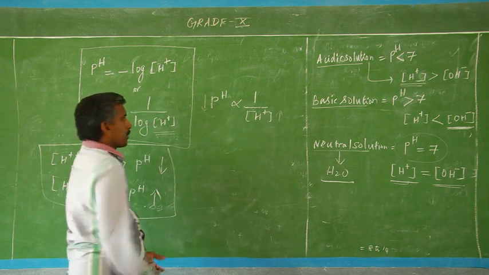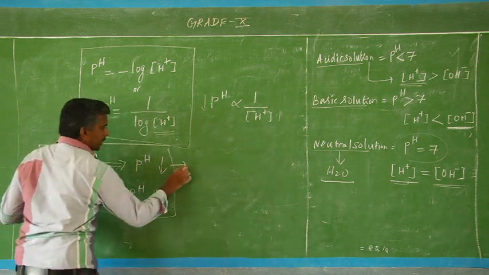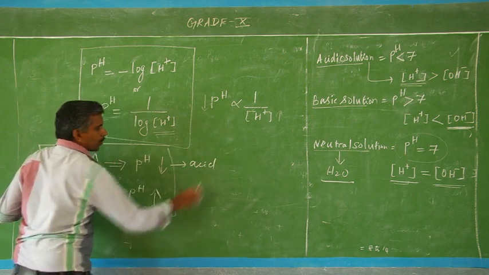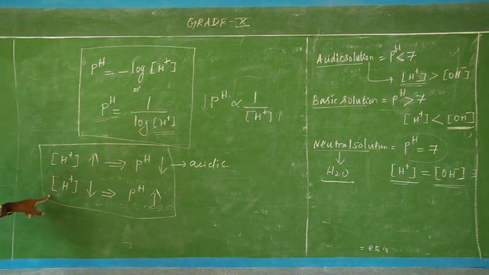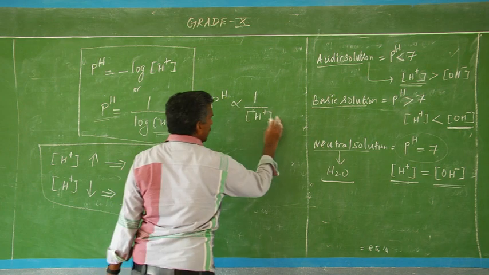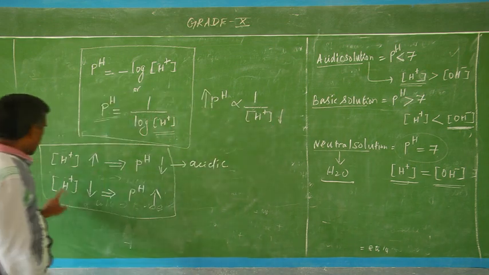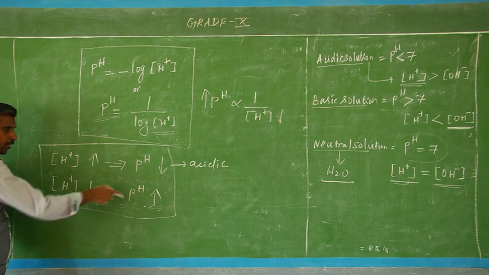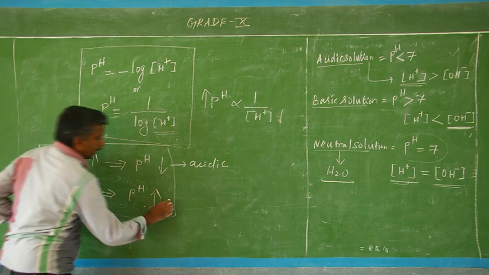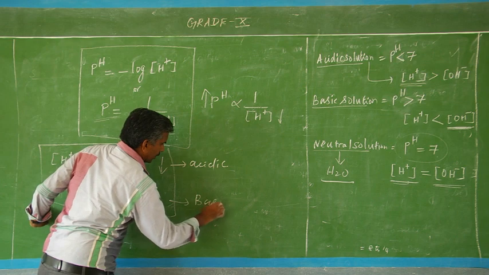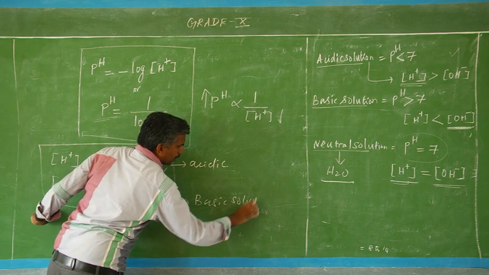So when the concentration of H plus ion increases, the pH value decreases, and it becomes acidic in nature. Now when the concentration of H plus ion decreases, the pH value increases, and that solution will become a basic solution.